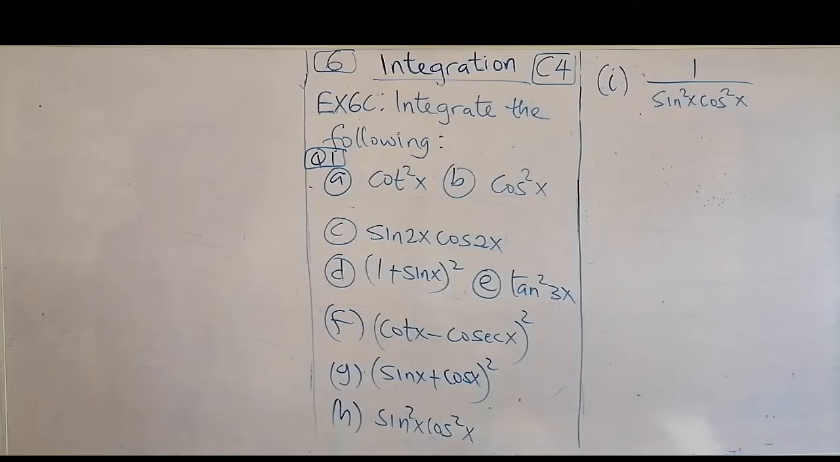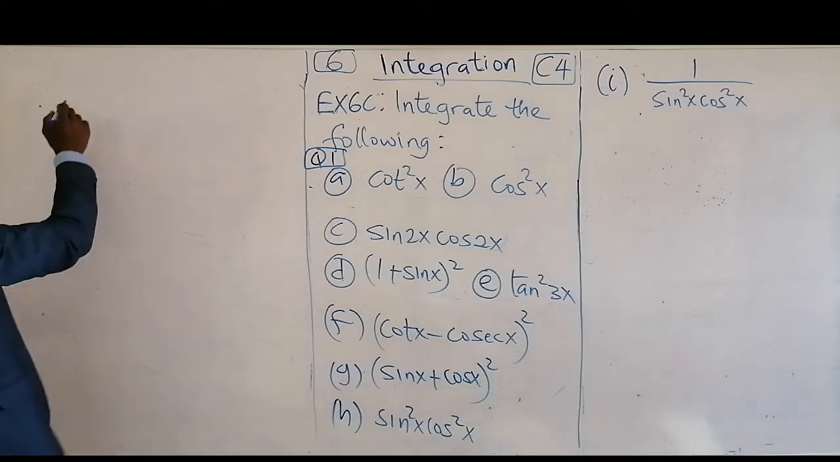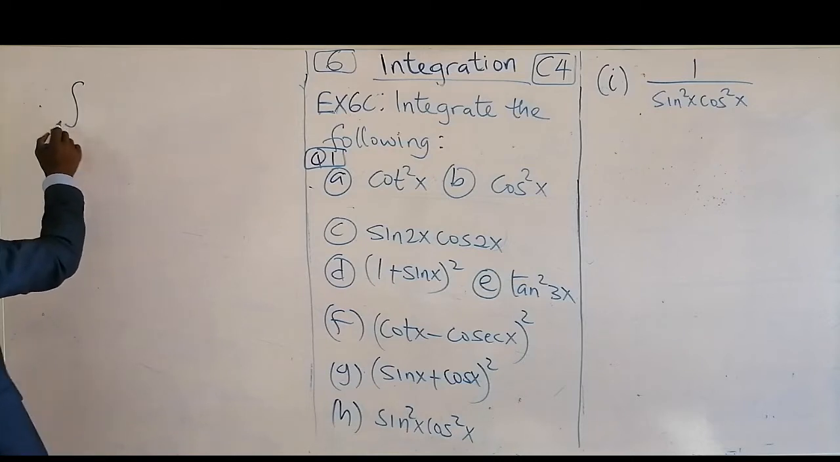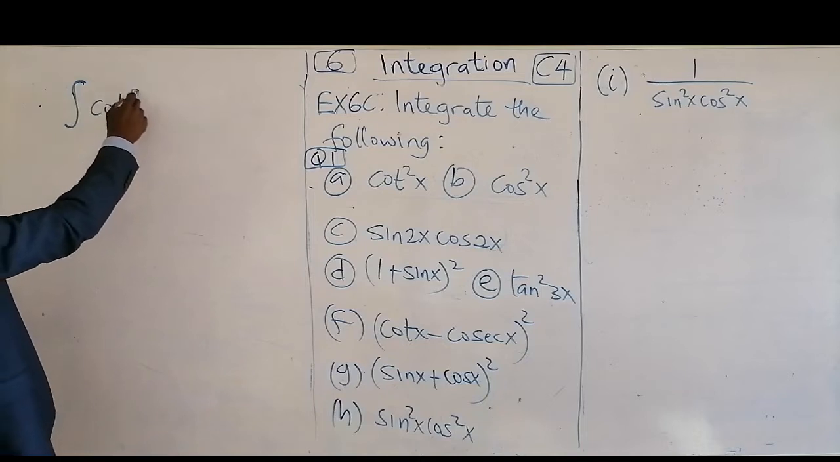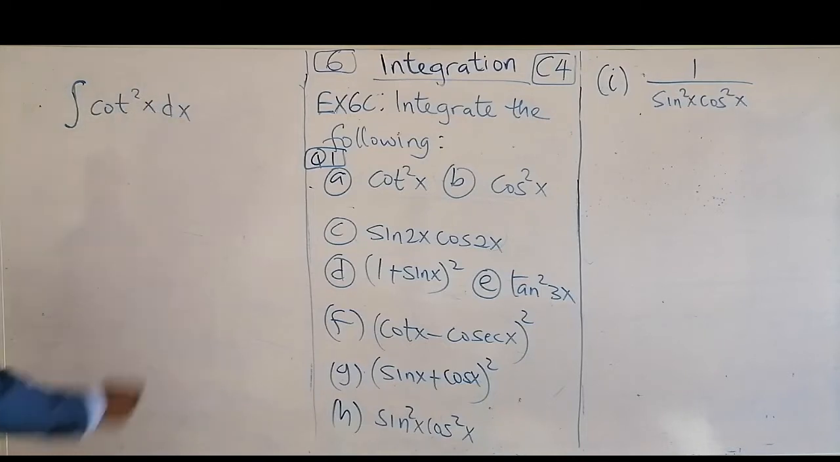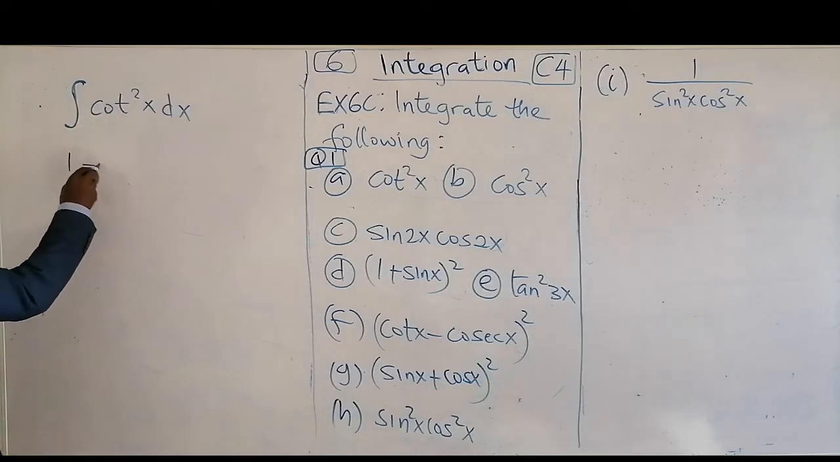The following question: integrate the following. The first question is the integral of cos squared x dx. There is no table for this, so what we can do is go back to an identity.